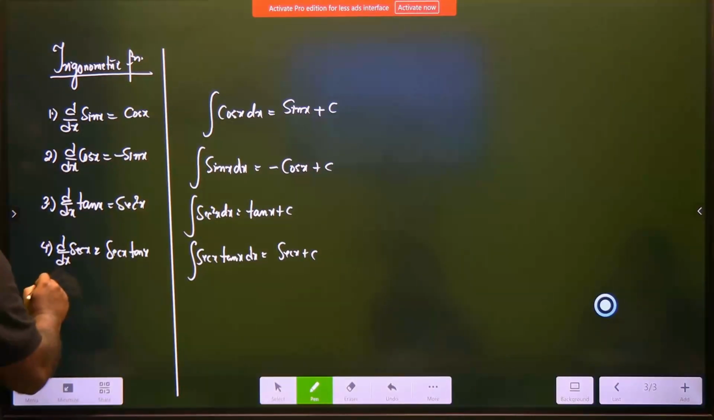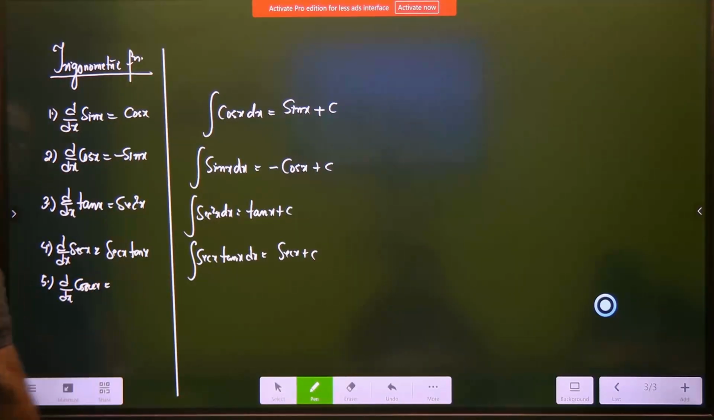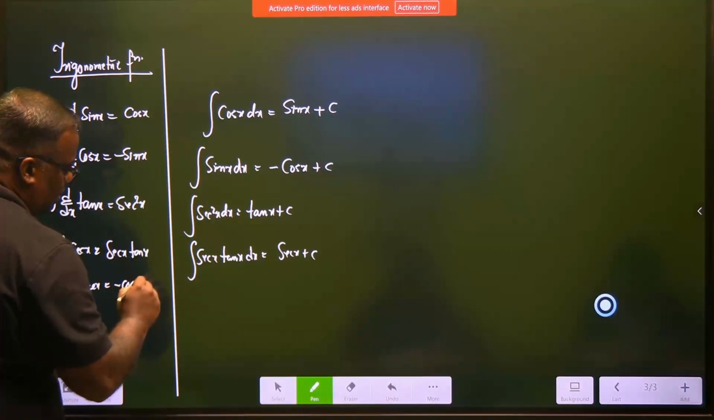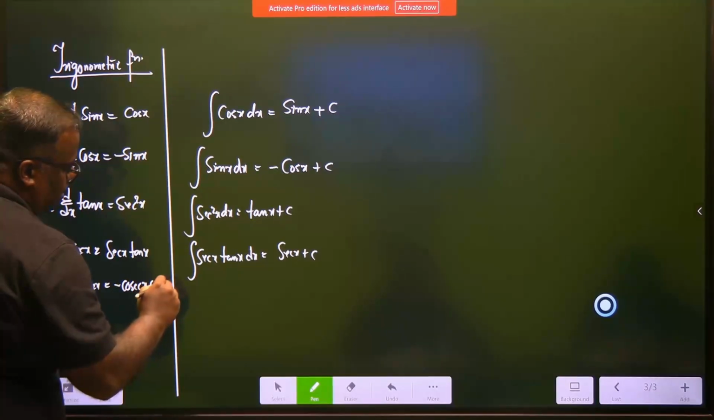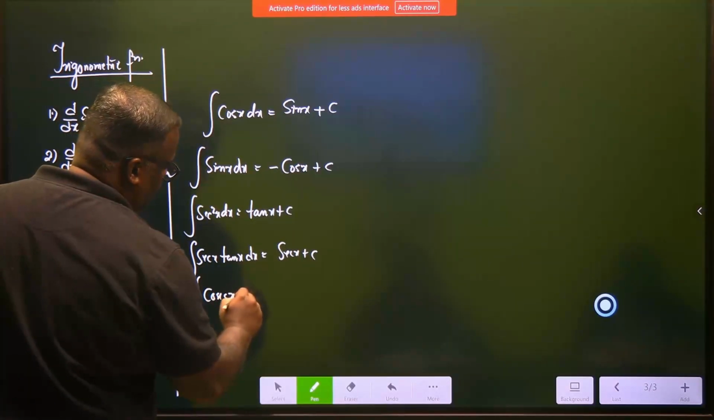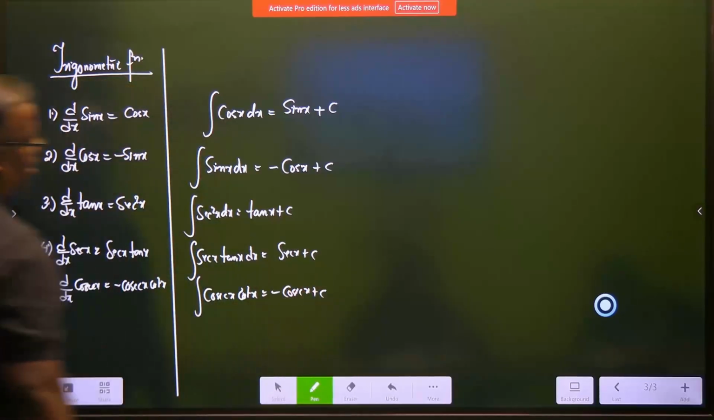5. d/dx of cosec x is minus cosec x cot x. Therefore, integral cosec x cot x is minus cosec x plus c.